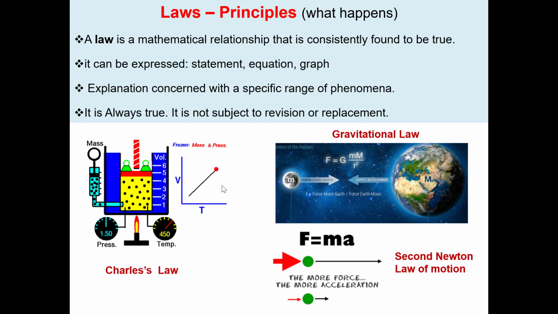But also we can express a law using an equation, and this is the case of the gravitational law. This equation expresses the gravitational law. It says the force, the gravitational force, is directly proportional to the product of the masses, but is inversely proportional to the distance between these two masses. Then we can express the gravitational law using an equation.